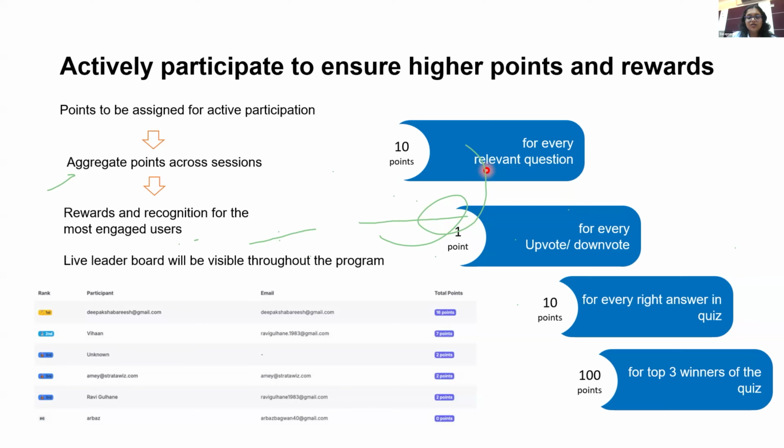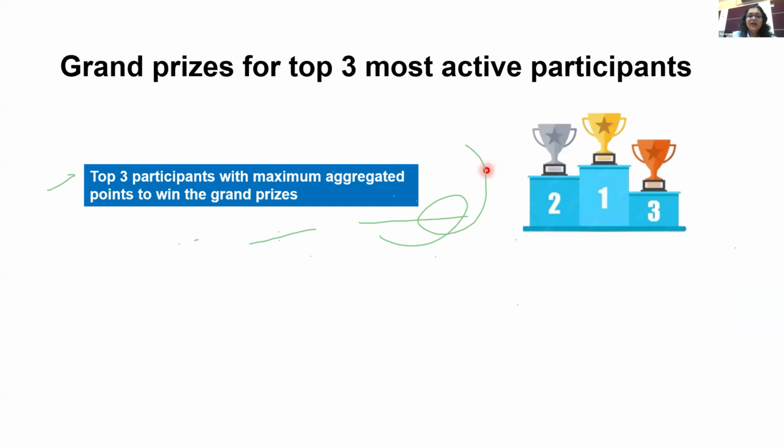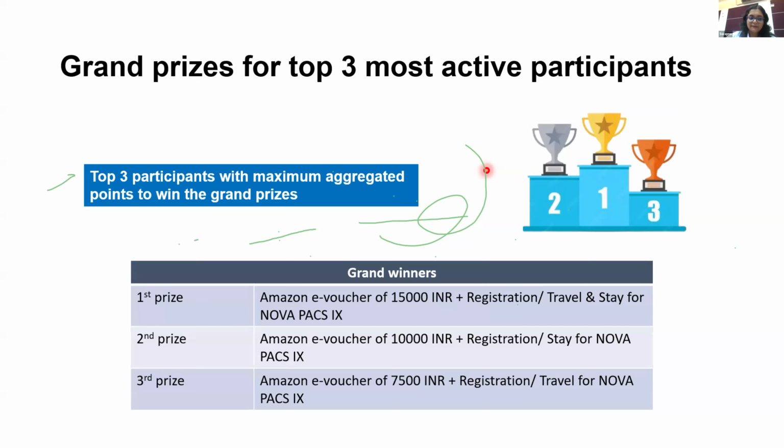The top three winners of each session will get 100 points. These points will be summed up and carried forward to the next sessions, and we'll have live leaderboards visible throughout the session. So this is a competition, because at the end, after all the 8 sessions, we again have grand prizes for the most active top three participants across the 8 sessions. And these are going to be much bigger.